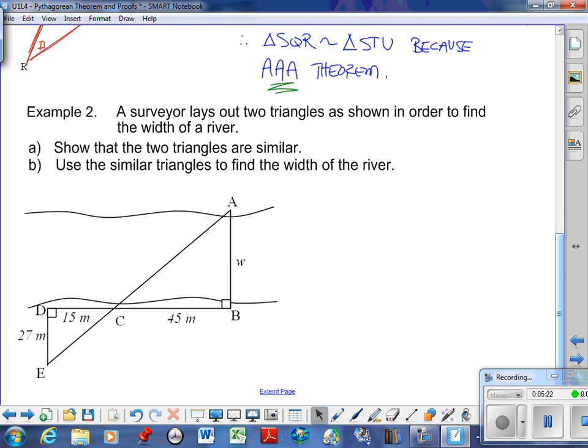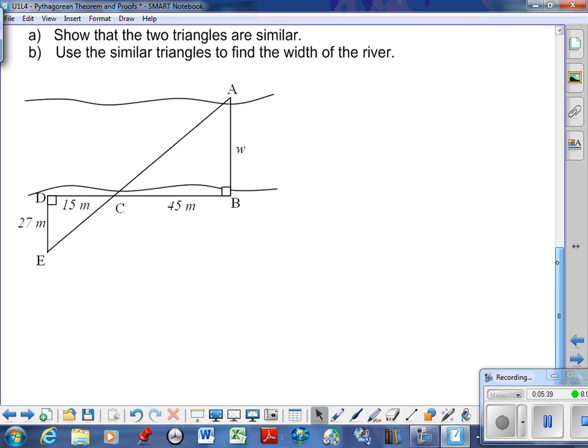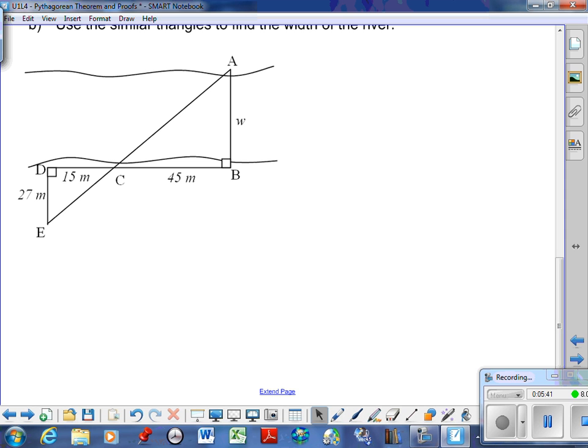Moving on to the second example. A surveyor lays out two triangles as shown, and he wants to find the width of the river, W. Show that the two triangles are similar. That's the goal here, and then use similar triangles to find the width. I'm not going to go through and do part B because you've already been practicing this. I just want to show or prove that they are similar. Okay, so same thing: statement and reason.